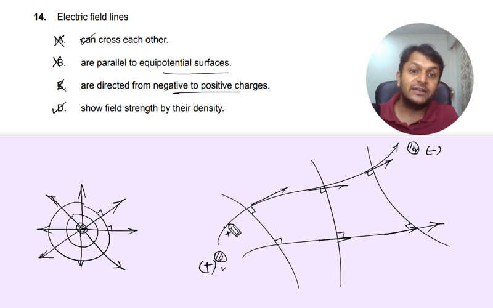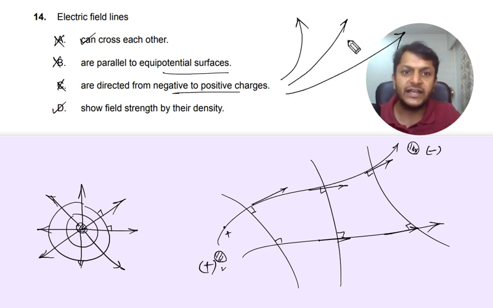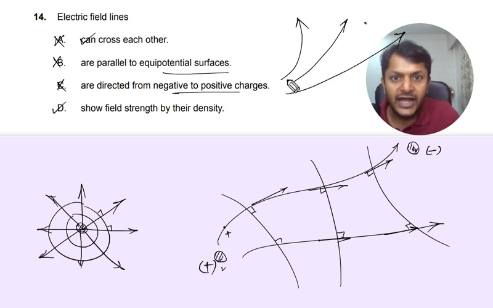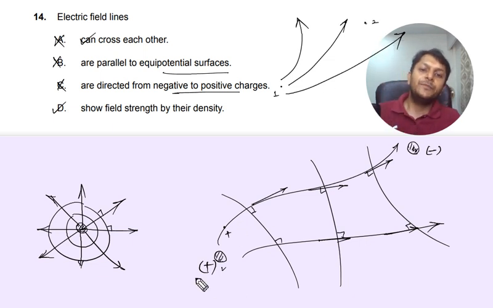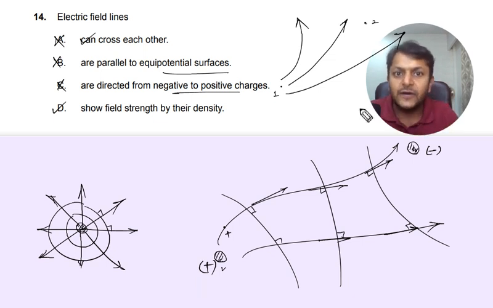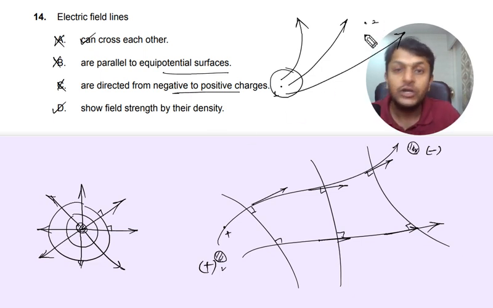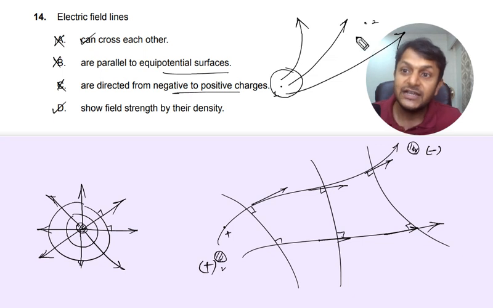Show the field strength by their density. Now what is this? It is the relative closeness of the electric field lines, like this point here and this point here. If I compare point number 1 and point number 2, of course at point number 1 all the field lines are very near to each other, which symbolizes bigger strength for the electric field, and at point 2 the strength is lesser. This is known as the relative closeness of electric field lines depicting the strength, and that is why D is absolutely correct for this answer.